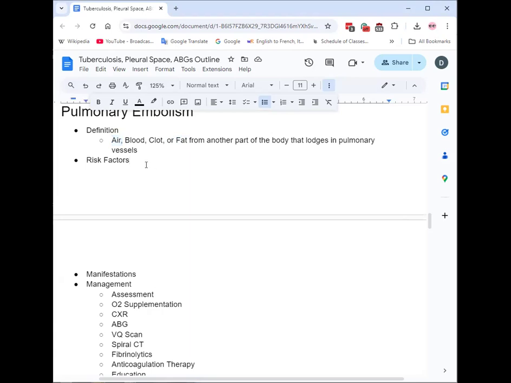So some of your risk factors are basically anything, essentially stuff that can cause DVT. So same as DVT, essentially stuff that causes DVT. I guess we can list some of them down. Yeah, immobility, that's a big one.